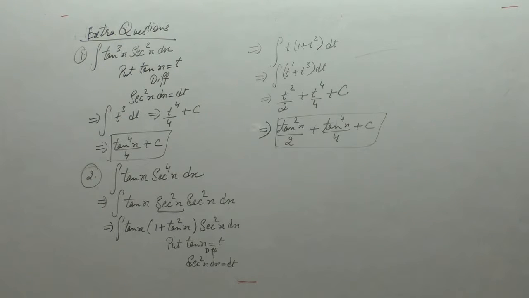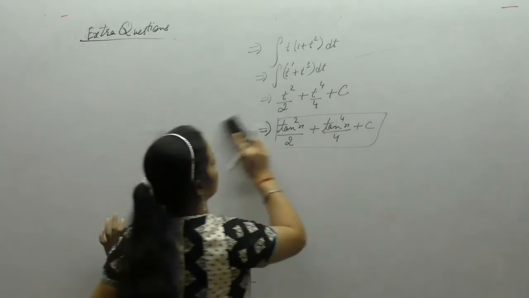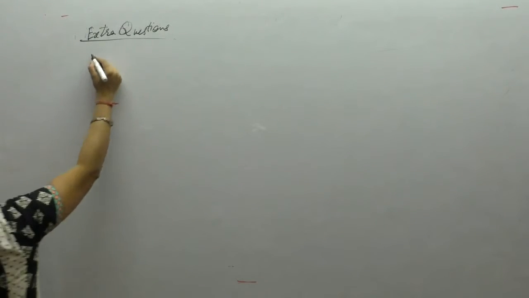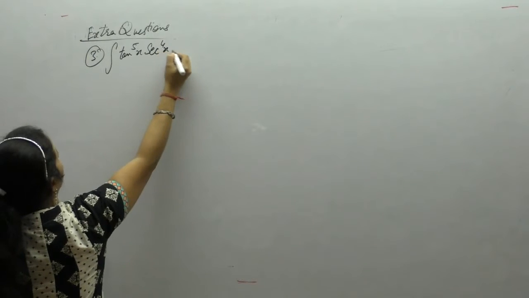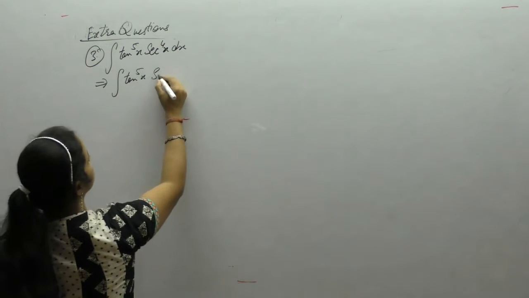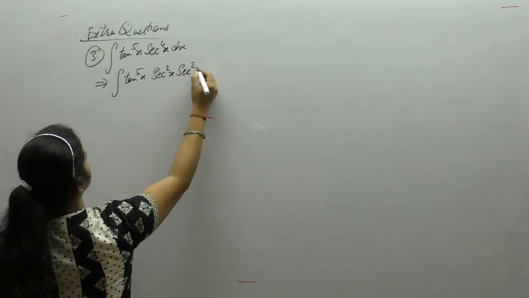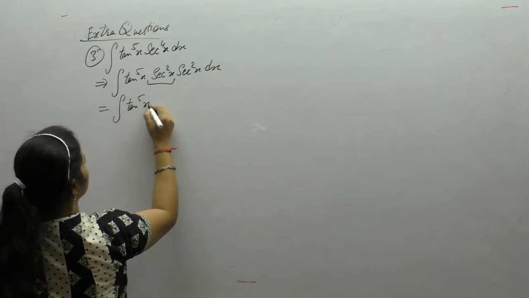The next question is integral of tan 5x and sec 4x. Here also we can write sec 4 as sec square x into sec square x. In place of one sec square we use the identity 1 plus tan square x.